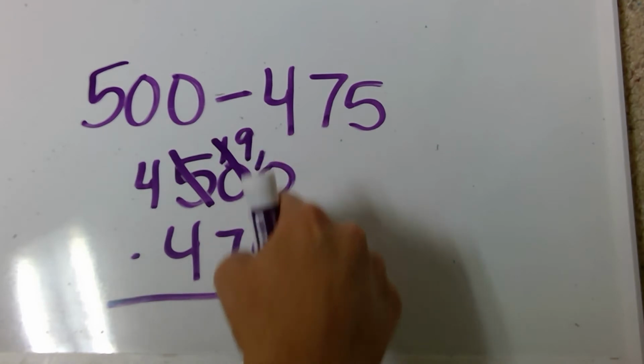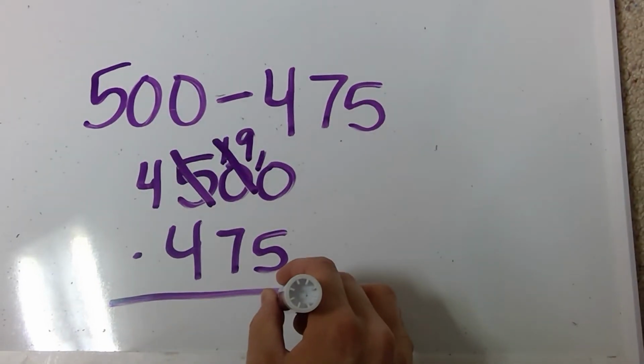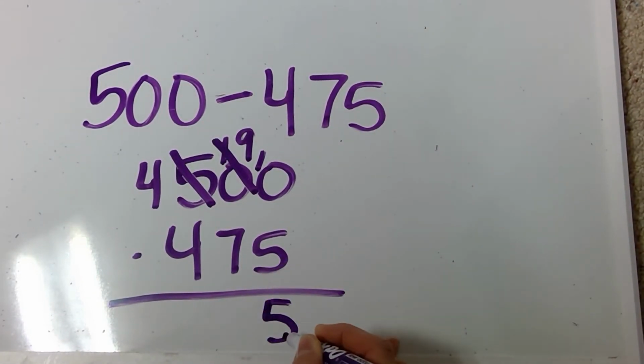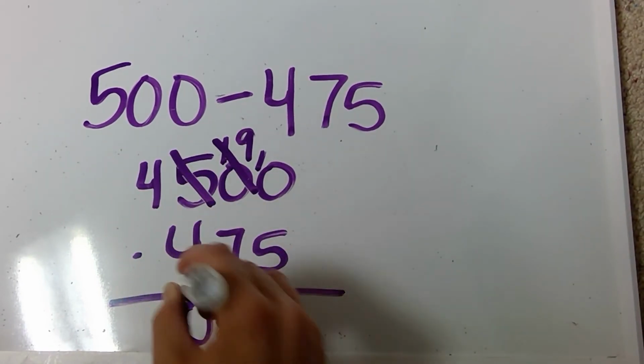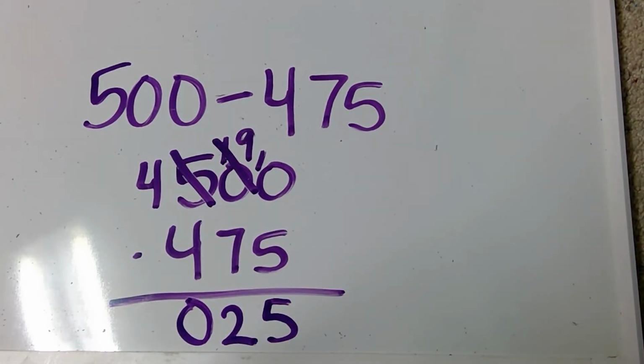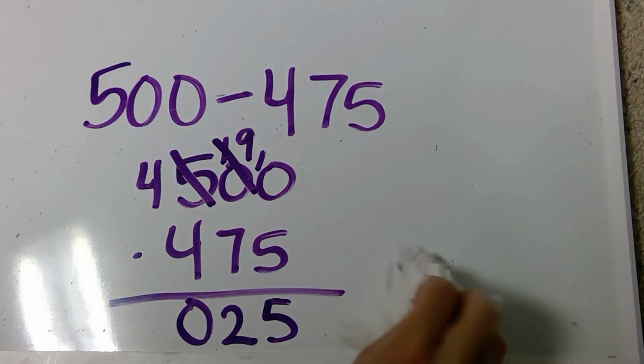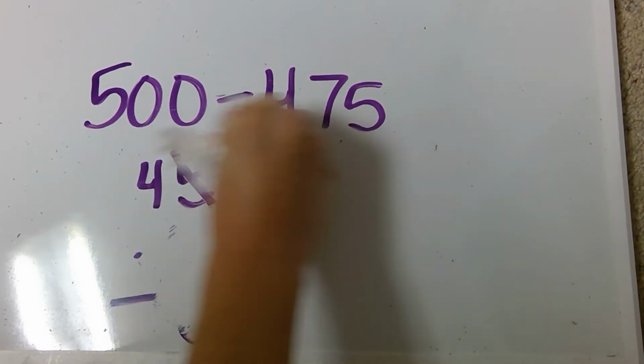Now I can do 10 minus 5. 10 minus 5 is 5. 9 minus 7, 2. 4 minus 4, 0. If you need to, watch this video again. Or if you run into certain types of problems that this maybe doesn't help with, let me know and I can help you. Or I can make another video addressing that kind of a problem.